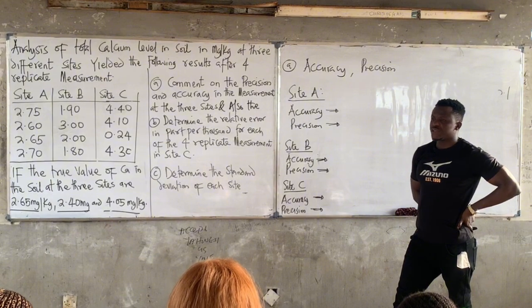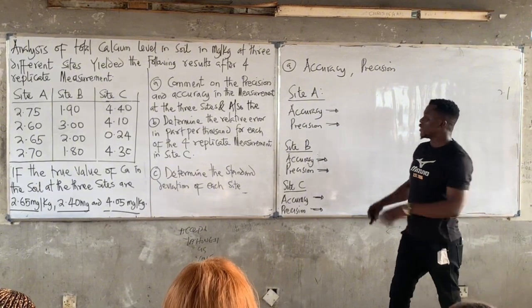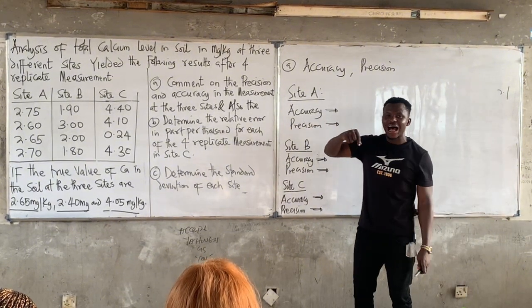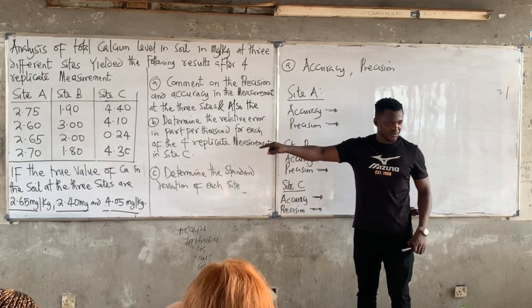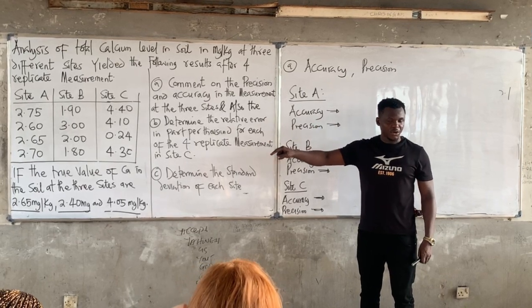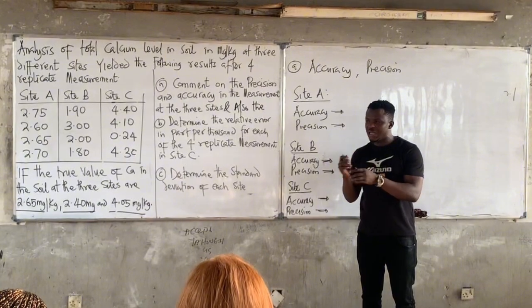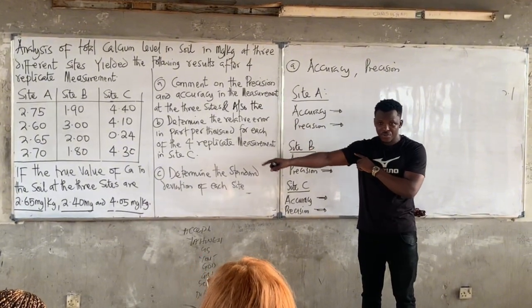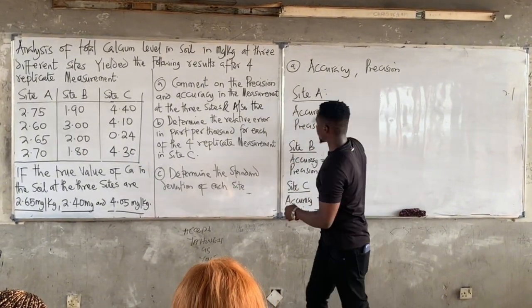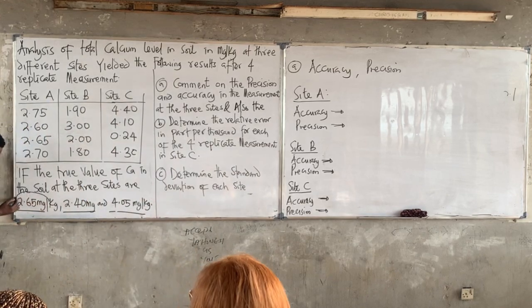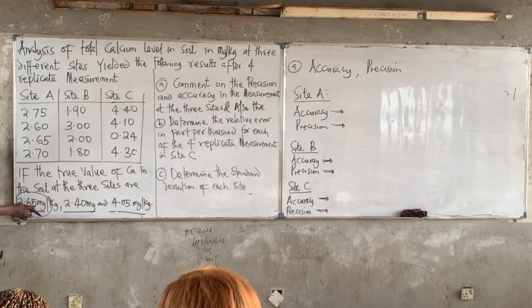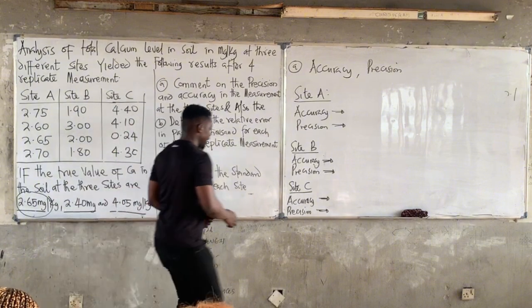Now, we want to comment on the accuracy, class. For you to comment on the accuracy, you must put into consideration the true value that was given, right? Because you cannot comment on the accuracy without taking into consideration the true value. For site A, the true value for site A is 2.65. Right? So let's take this guy.